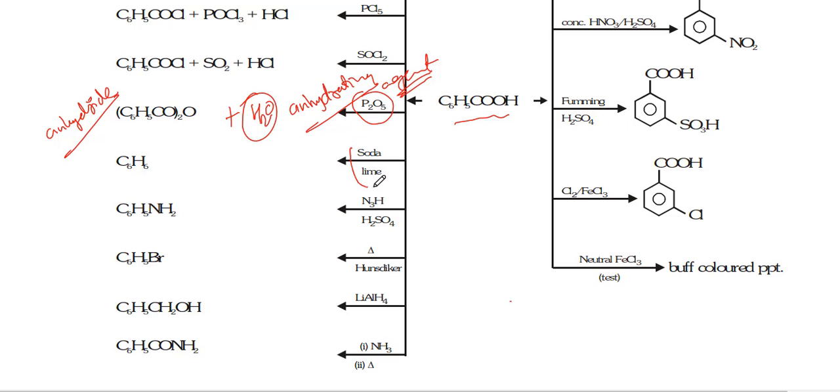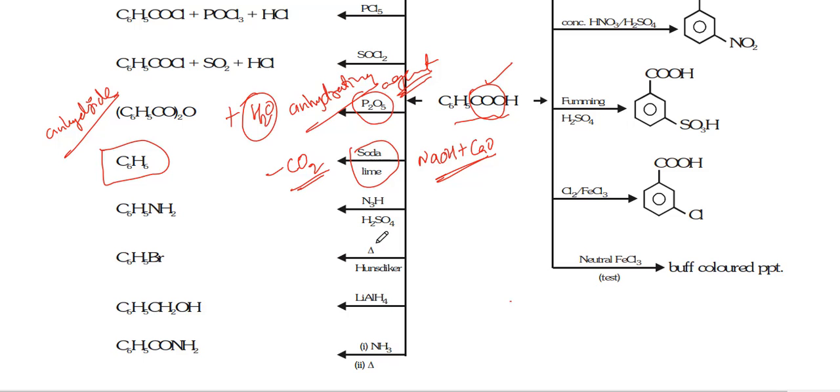Next, soda lime. What is the soda lime composition? Soda lime is NaOH plus calcium oxide. What is the functioning of soda lime? It removes carbon dioxide from the carboxylates. Okay, it is just removing this carbon dioxide, COO. Carbon dioxide is released, so you get benzene.